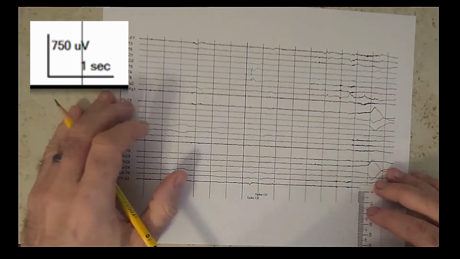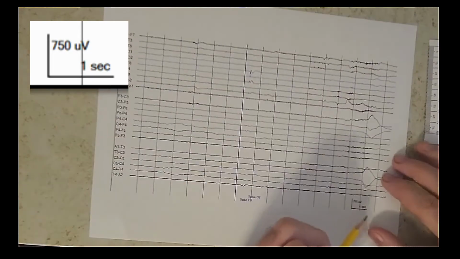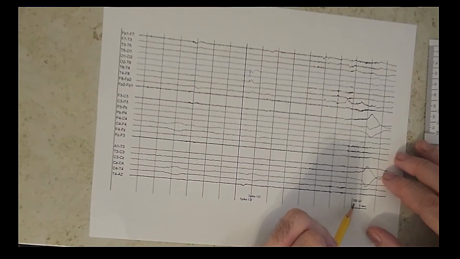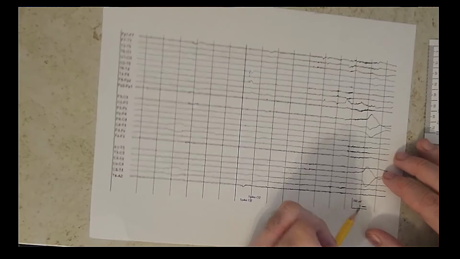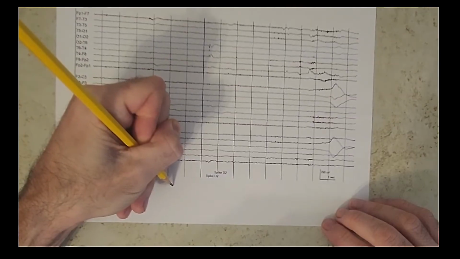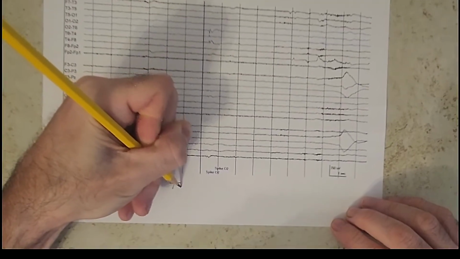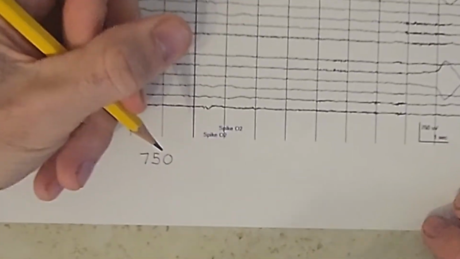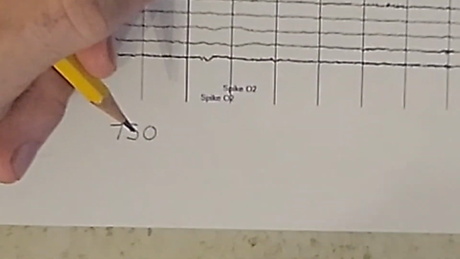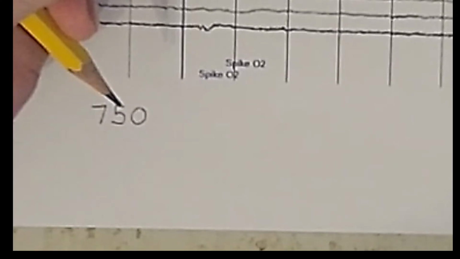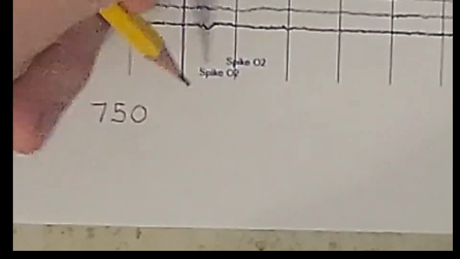And it looks like it's approximately 9 millimeters. We can see that this distance is equal to 750 microvolts. So for our sensitivity, we're going to set it up like this. Remember that your sensitivity, the default per ACNS guidelines, is 7 microvolts per millimeter. So we're going to keep that format of units.